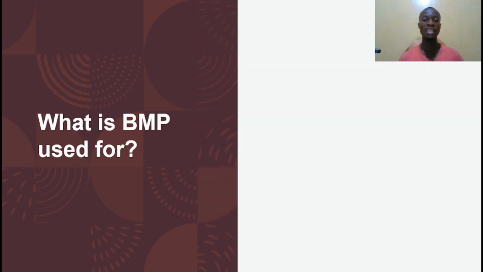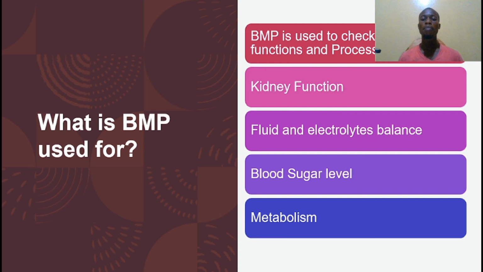So that's it. I want you to know about those key words. So what is BMP used for? Now the basic metabolic panel is used to check different body function processes that include the kidney function, the fluid and electrolyte balance, that is those minerals that form within the human body that keep it functioning. They have to be at a balanced rate.